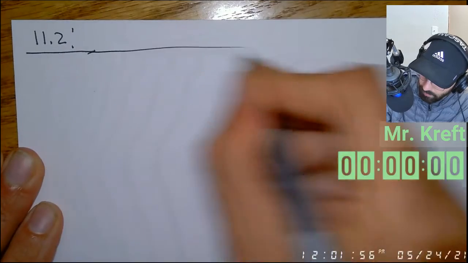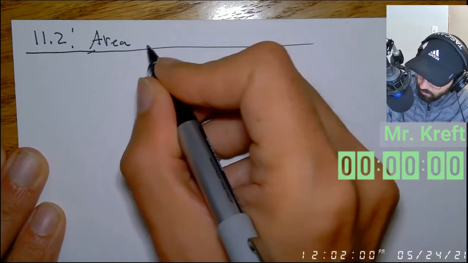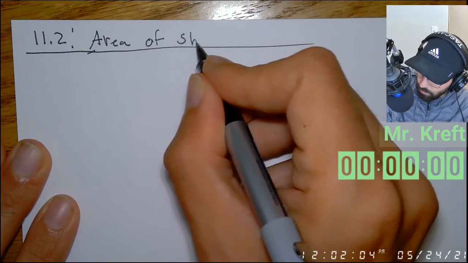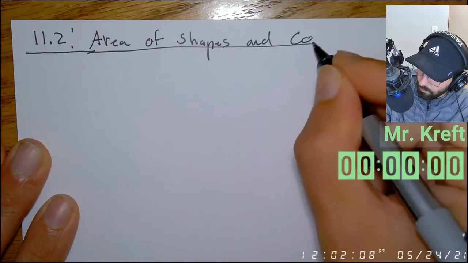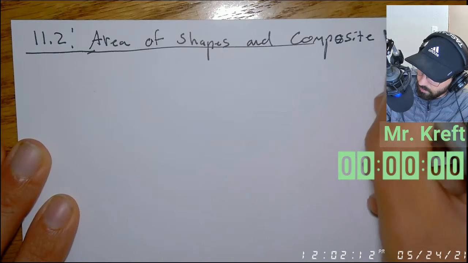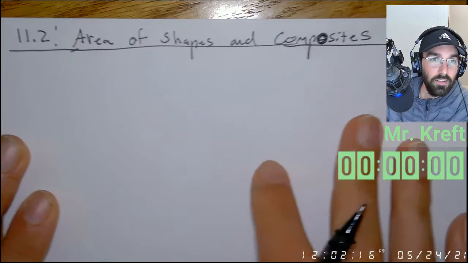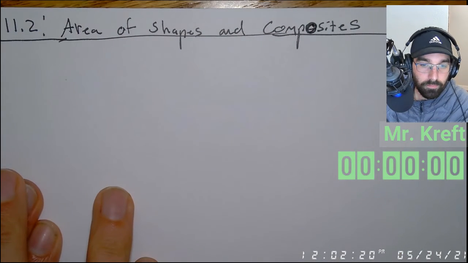has to do with area of shapes and composites. Sorry, that's an O. Composites. Okay. Areas of shapes and composites.